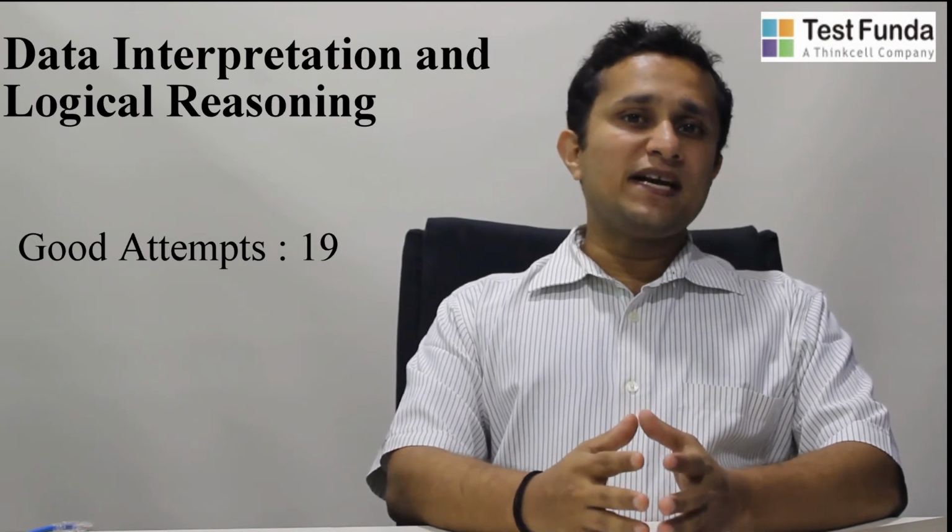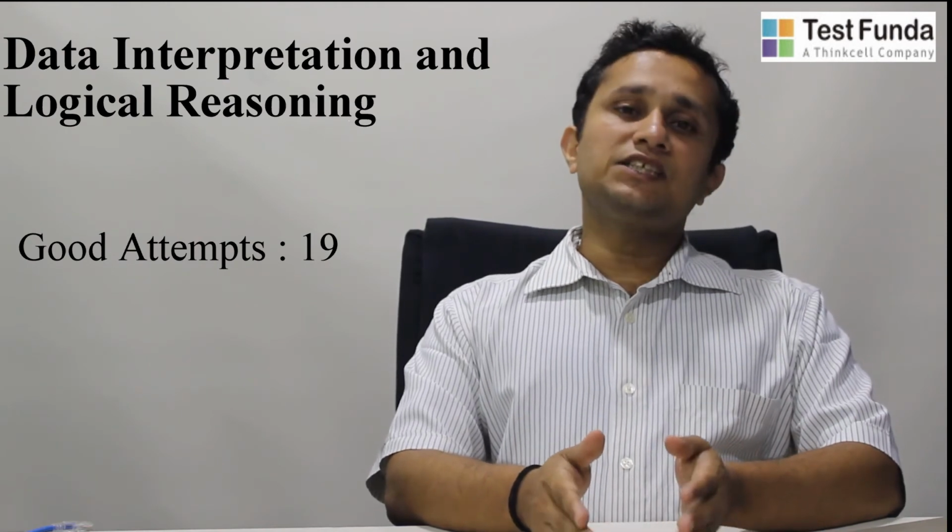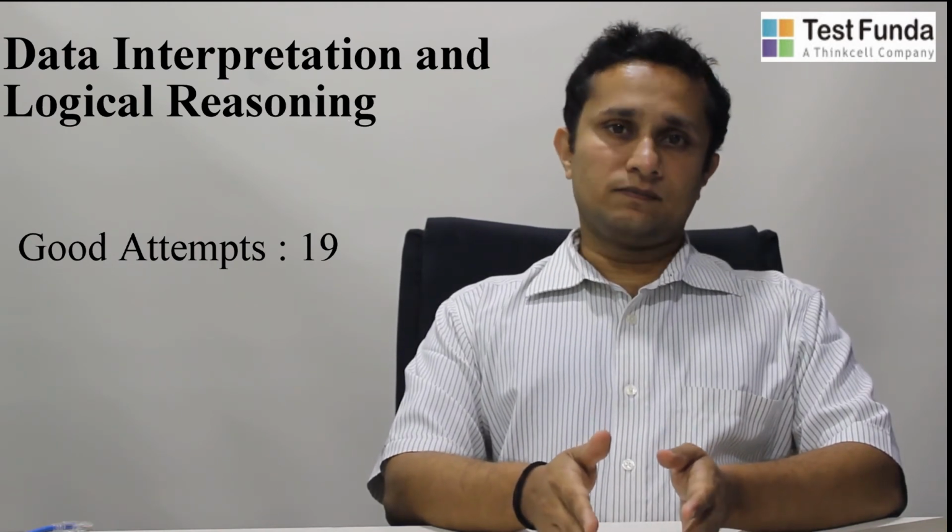So broadly, these 5 sets is what you should have targeted. Good attempts in this section again would have been close to 19. You could potentially have touched 20, considering that it was among the easiest of the DI sections you would have seen in the mocks so far.